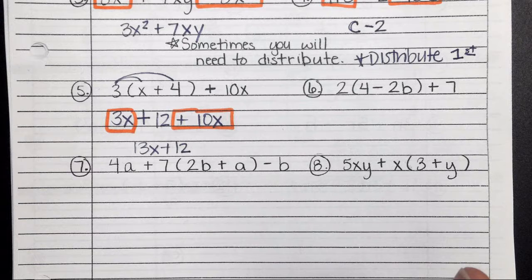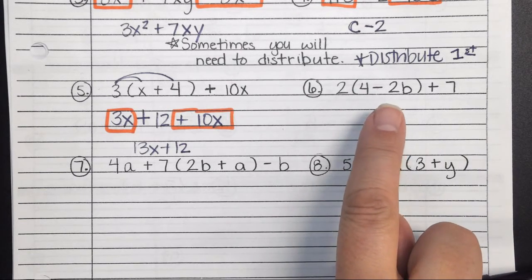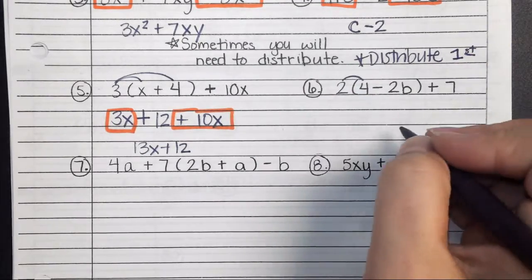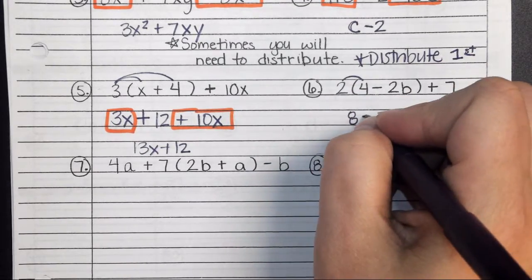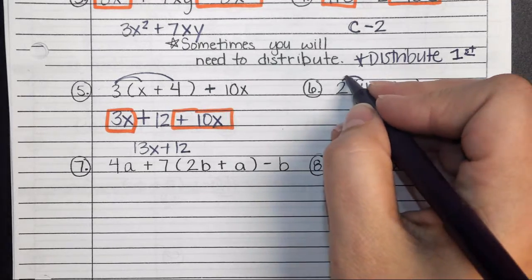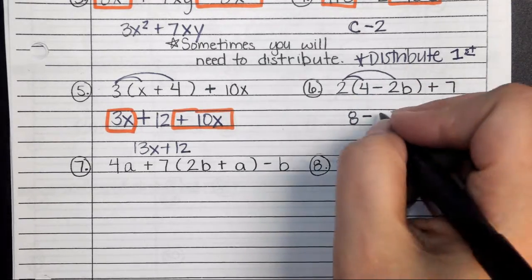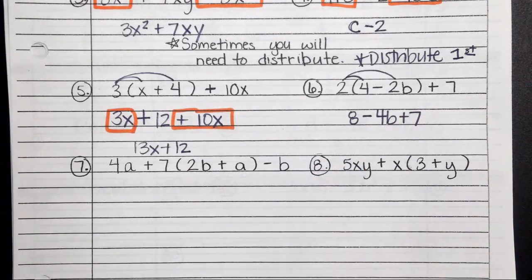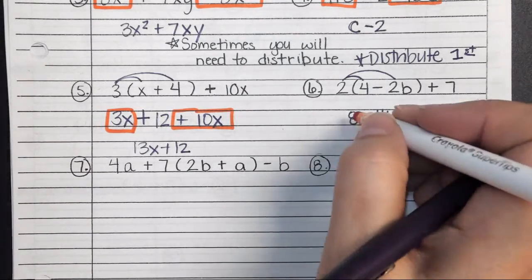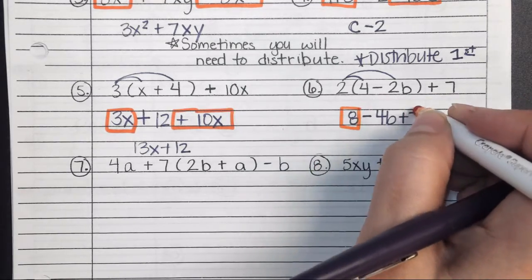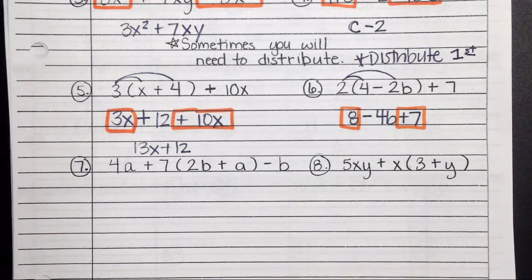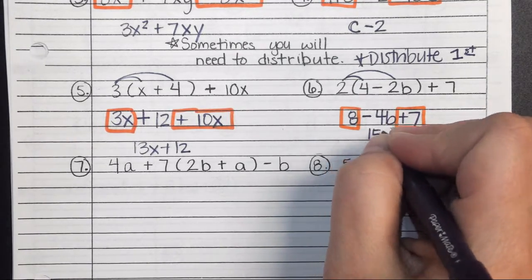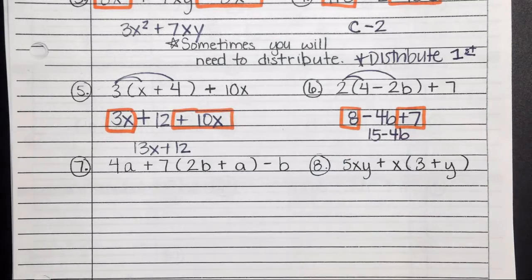So if like 2b right there, yeah, we're about to do this. So right here, 2 times 4 gives me what? 8. Bring my subtraction sign down. 2 times 2b is what? 4b. 4b plus 7. What can I combine? 8 and 7. Guys, they are constants, so we can always combine those two. So what is 8 plus 7? 15. So that would be 15 minus 4b.